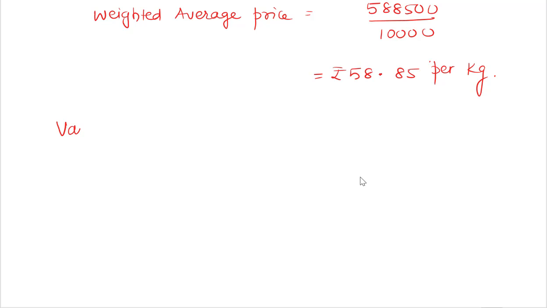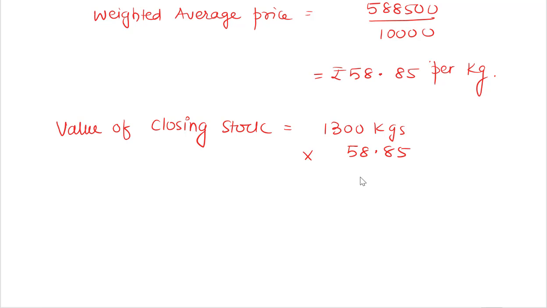Let us continue and write value of closing stock. Value of closing stock equals 1300 kgs multiplied by 58.85. So the total amount is 76,505 rupees. This is the value of closing stock as per the weighted average price method. I believe you have understood till here.